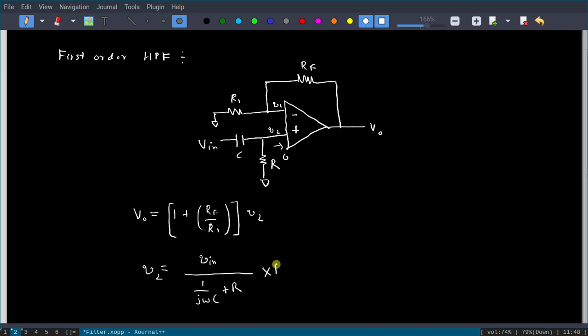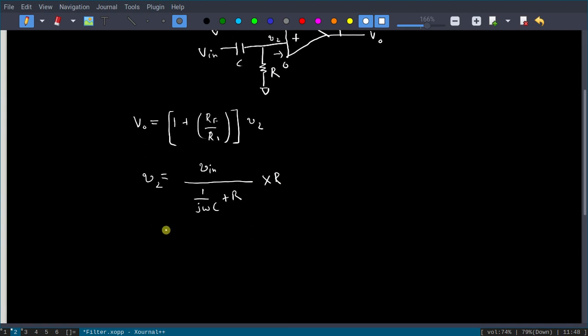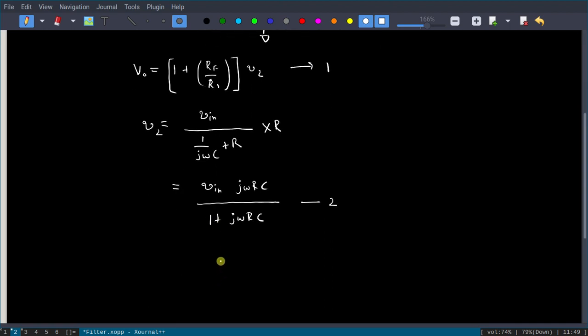Okay, so let us simplify this one. If we take the common denominator, this will be V in, and j omega RC you will get at the numerator, and here you will get 1 plus j omega RC. Okay, so this is what you get for V2. V2 is V in into j omega RC divided by 1 plus j omega RC. So if we call this one as 1 and this one as 2, now substitute 2 in 1.